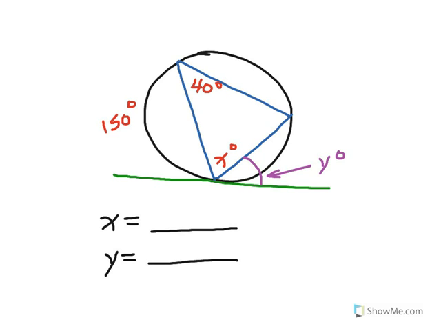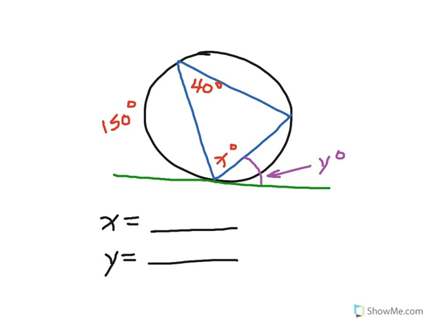Alright, in this next example I have this triangle that's inscribed inside of a circle, but it's not a semicircle, and one of the corners of the triangle has a tangent, a green tangent, at that same vertex, and there's also an angle y there that's formed by a chord and that tangent.